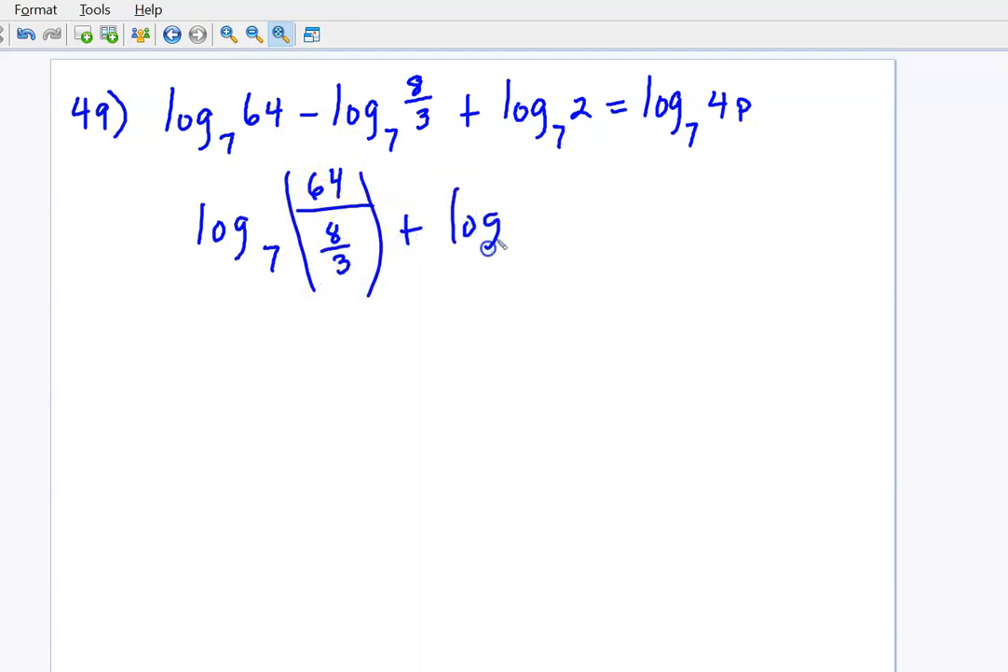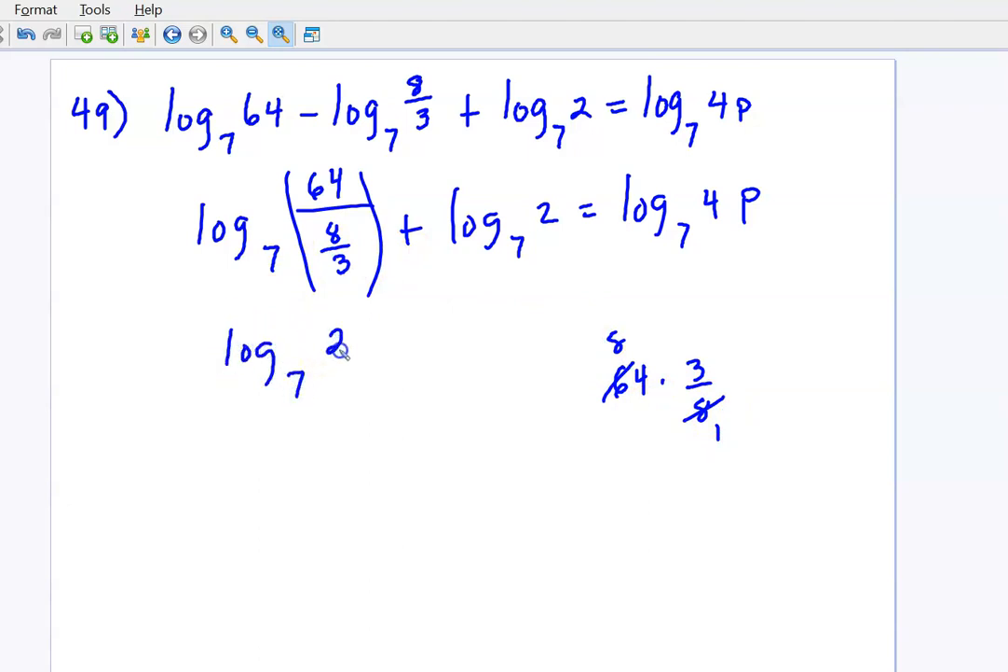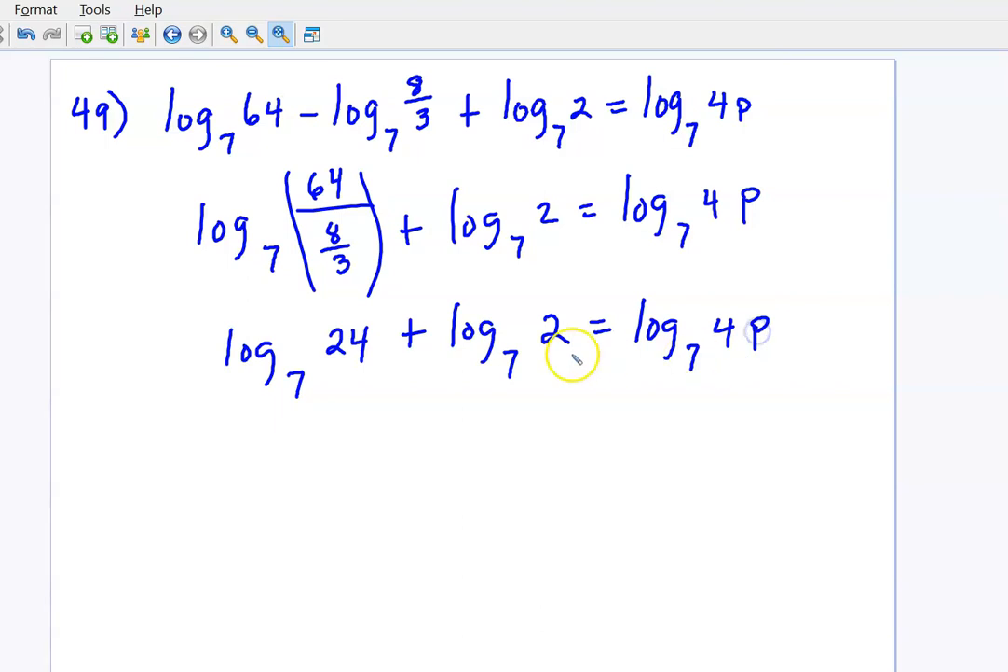All right, and we'll just take it one step at a time. And dividing by 8/3 is the same thing as multiplying by 3/8. So 64 times 3/8. I can do a little cross canceling here and I get 24. So log base 7, 24 plus log base 7, 2 equals log base 7, 4p.